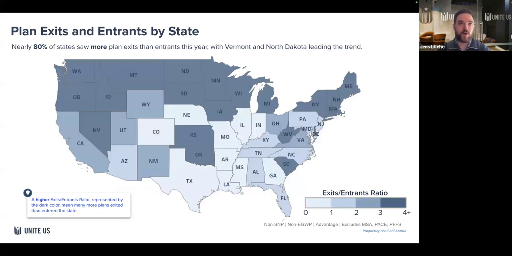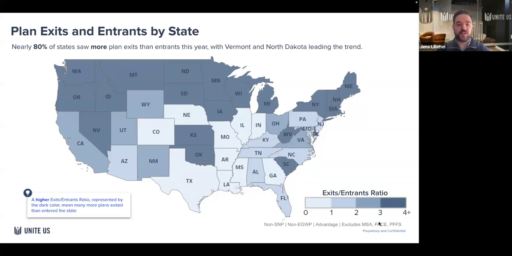One of the things is we've seen more plan exit, which we'll highlight here. We've just seen different growth trends over the past couple of years. When we look at now where those exits and entrances are happening across the country, about 80% of states saw more plan exits than entrants this year, and Vermont and North Dakota were the two states with the highest ratio of exits to entrants this year.